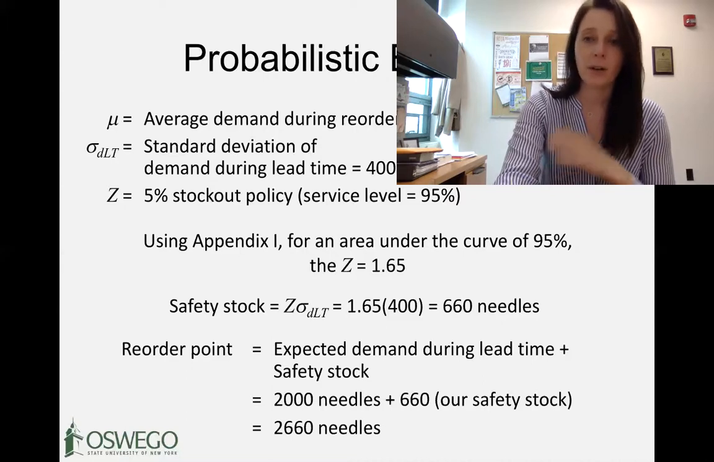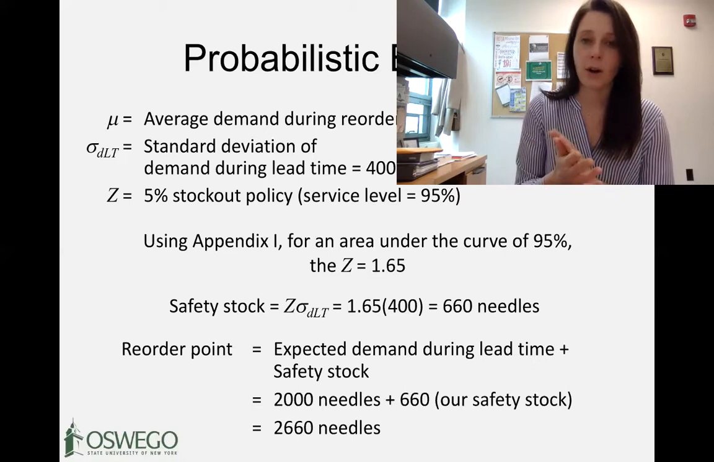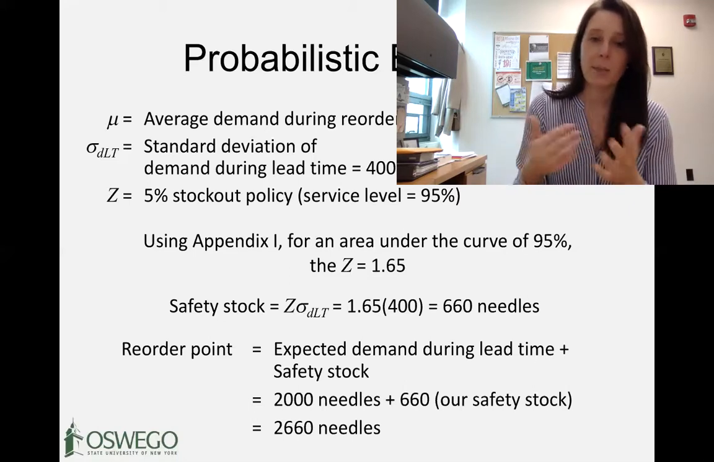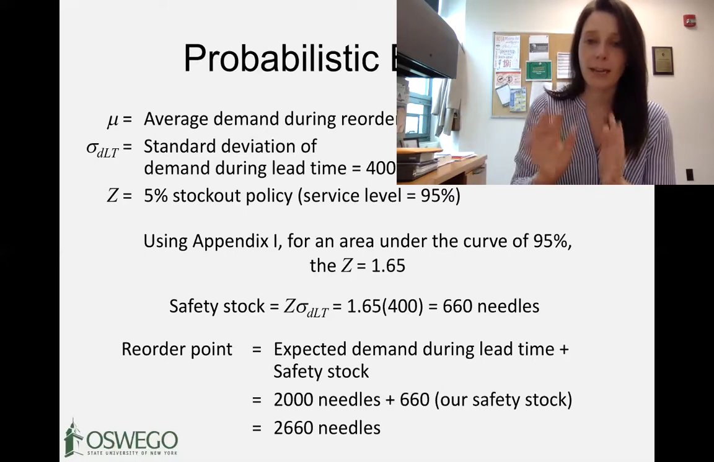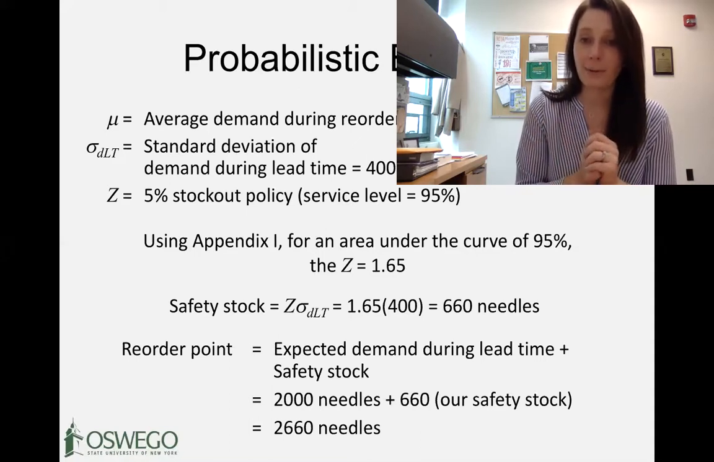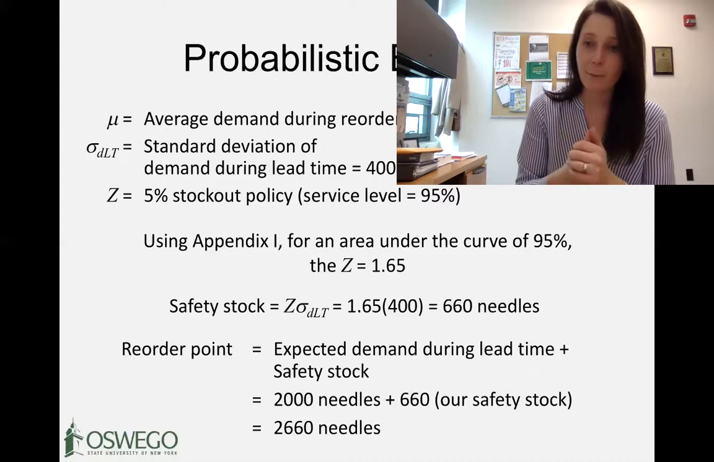And we want to make sure, in this case, you could argue that you want a 100% service level. But let's say maybe, worst case scenario, you could go to another department and get more if needed. Not advised, but we're going to assume that for some reason they're setting their service level at 95%. So 95% of the time, if a patient needs a needle, it is going to be there, which corresponds to a 5% stockout policy.